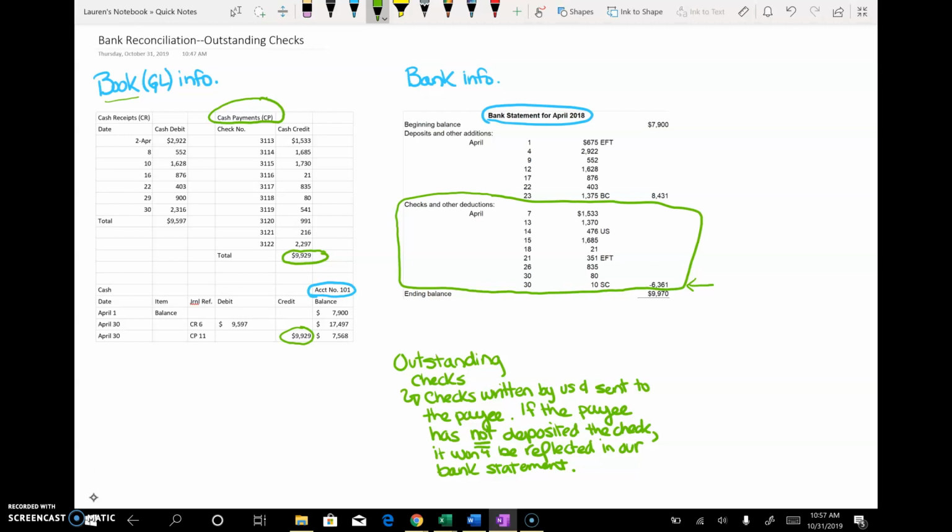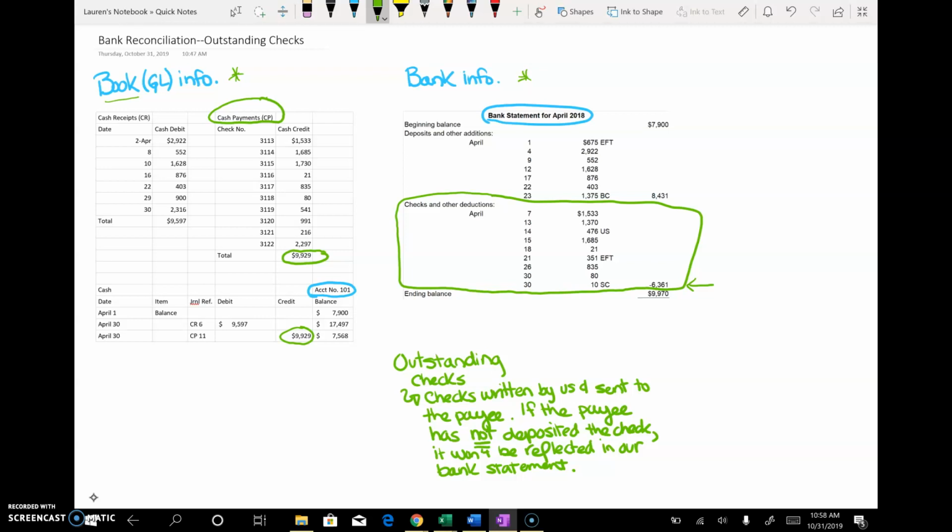So we're going to do something similar to what we did with deposits. When you're reconciling and figuring out the true cash balance at the end of the month, you have to compare your two records of cash, your book side and your bank side. Anything that's recorded on both sides is already reflected and doesn't need to be reconciled. So we're going to see what's on both sides and eliminate those items.